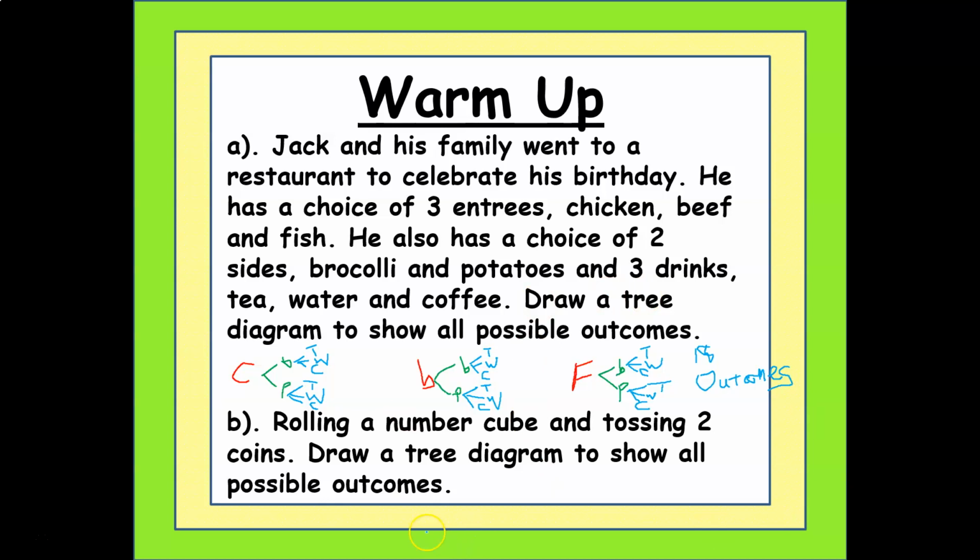Let's look at number 2. It says rolling a number cube and tossing 2 coins. It says draw a tree diagram again, but I want to do the counting principle and review that a little bit. So I want you to use the counting principle to figure out how many outcomes there would be between rolling a number cube and tossing 2 separate coins.